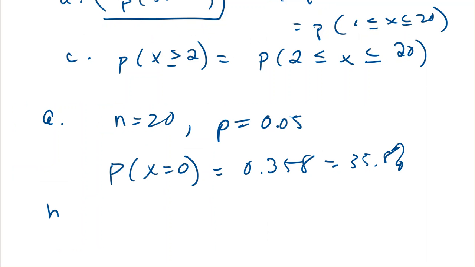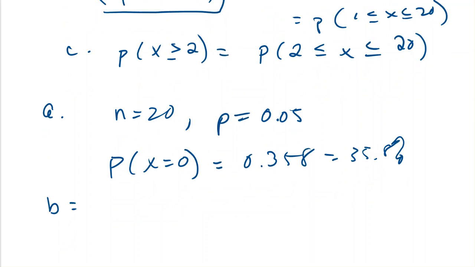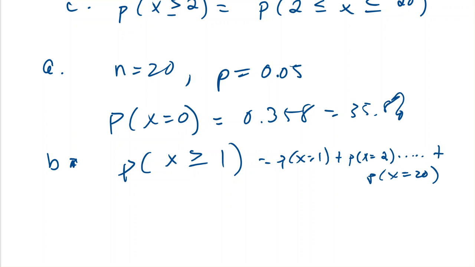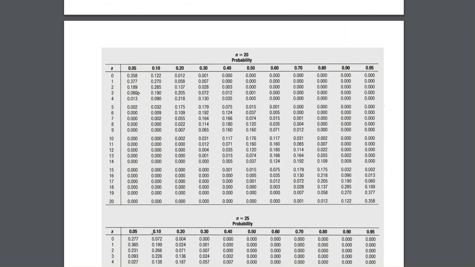B part. B part is greater than or equal to 1. The probability that x is greater than or equal to 1, which means the probability of x equals 1 plus the probability of x equals 2 all the way up to the probability that x equals 20. So again, the best way to do this is to use the cumulative table, or you can use Excel. In this case, our table is not cumulative, the one that's given in the book, because you can see the last one is 0. If it's cumulative, it should always equal 1. So you have to add these all up.